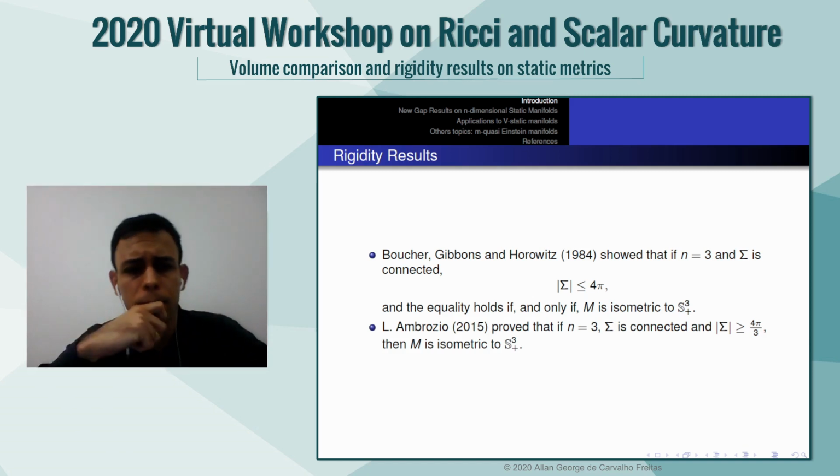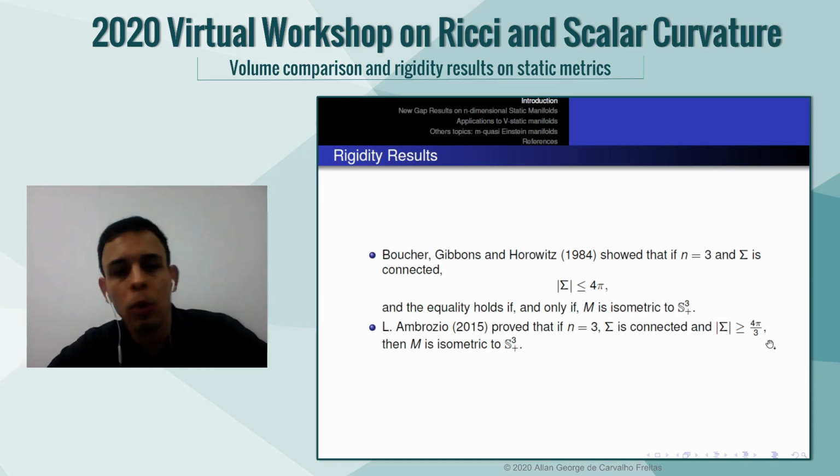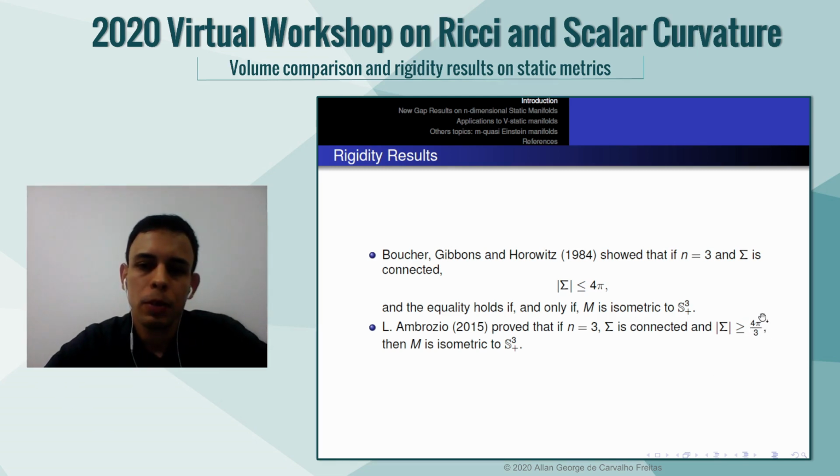In fact, also in dimension 3, we have a gap result. In 2015, Lucas Ambrosio proved that in the case where the boundary is connected and we have this limitation for the boundary, then the manifold is isometric to an upper hemisphere. So we have a gap here. If the boundary area is between 4π/3 and 4π, it has to be 4π, and so the manifold is isometric to an upper hemisphere in dimension 3.